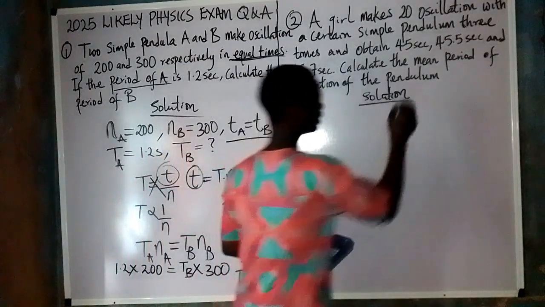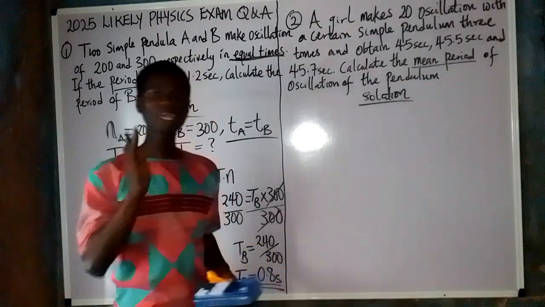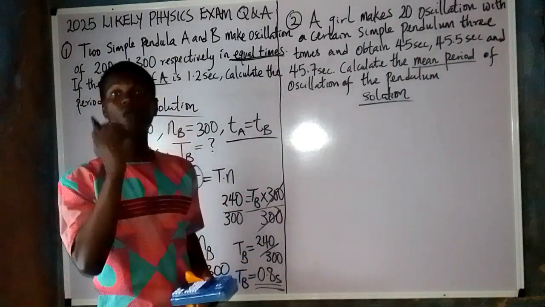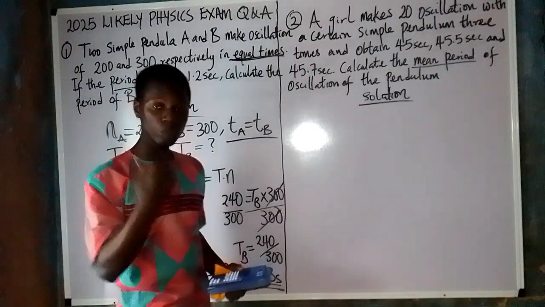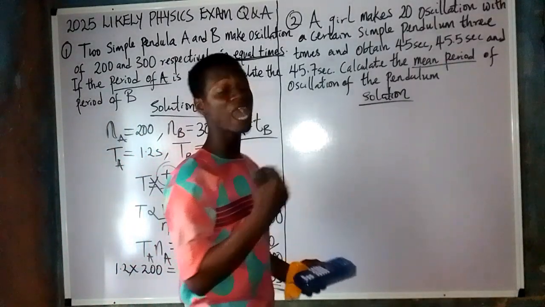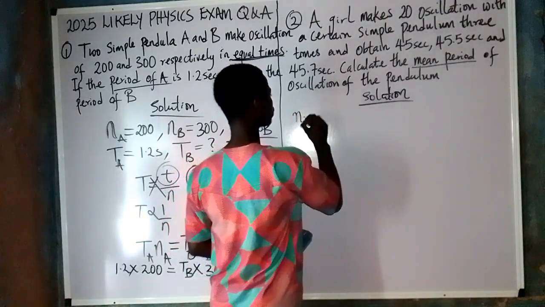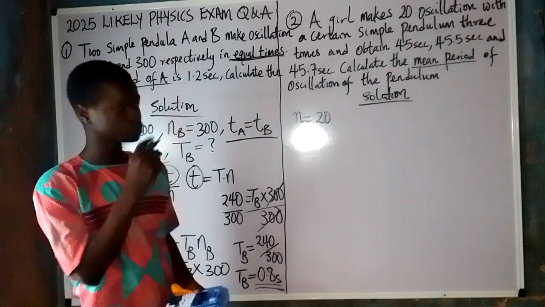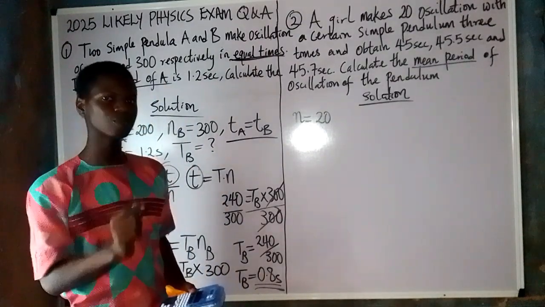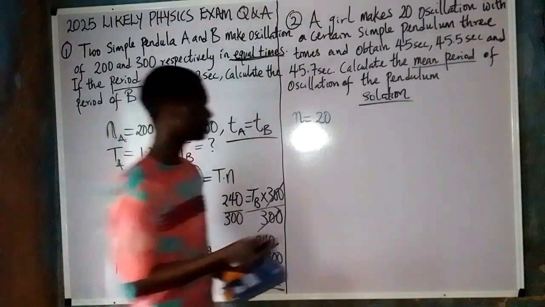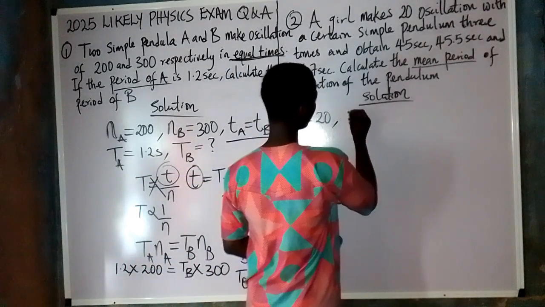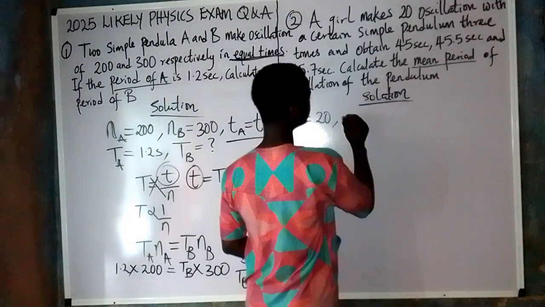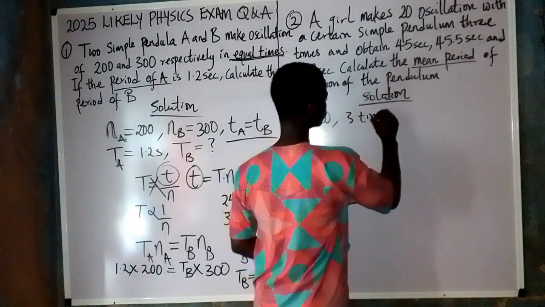We are asked to find the mean period. First thing first, whenever you are given a physics question, ensure you derive all that was given in the question. So we go again. They said, a girl makes how many oscillations? N is equal to 20, from the question. 20 oscillations with a certain simple pendulum. How many times? They said 3 times. So let's just put sigma n, and continue like this.